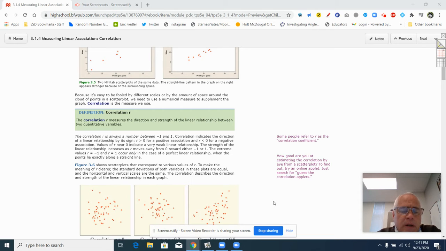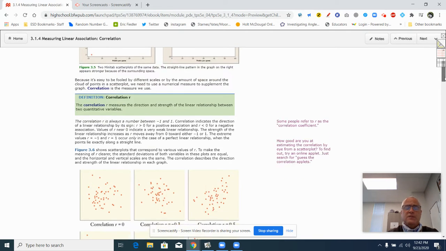Correlation has no units. It's measured as a quantitative value between -1 and 1. The closer it is to 1 or -1, the more linear the scatter plot is going to appear. The closer it is to 0, the more chaotic. And let me give you an example of a picture.